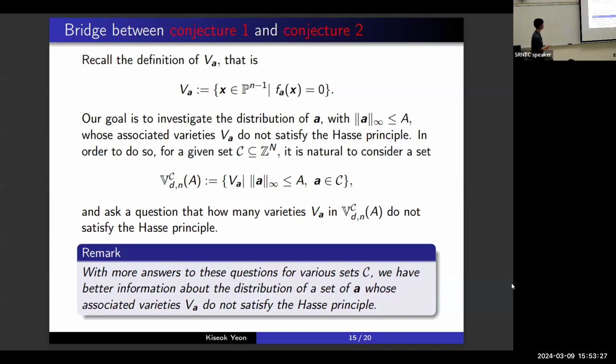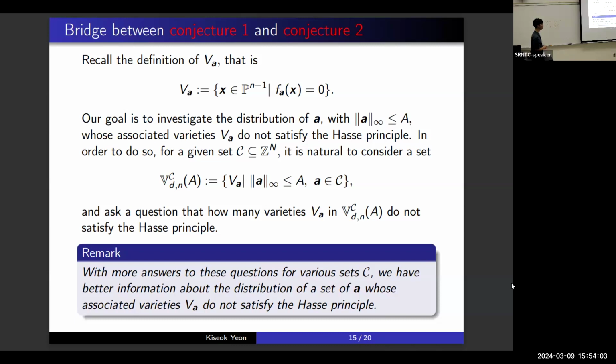Our goal is to investigate the distribution of these integer coefficients with height at most A, whose associated varieties V_A do not satisfy the Hasse principle. To do so, we take some set C, a subset of integer vectors, and consider the set of varieties where the height is at most A, and A is restricted to this set C. And we ask the question, how many varieties do not satisfy the Hasse principle?